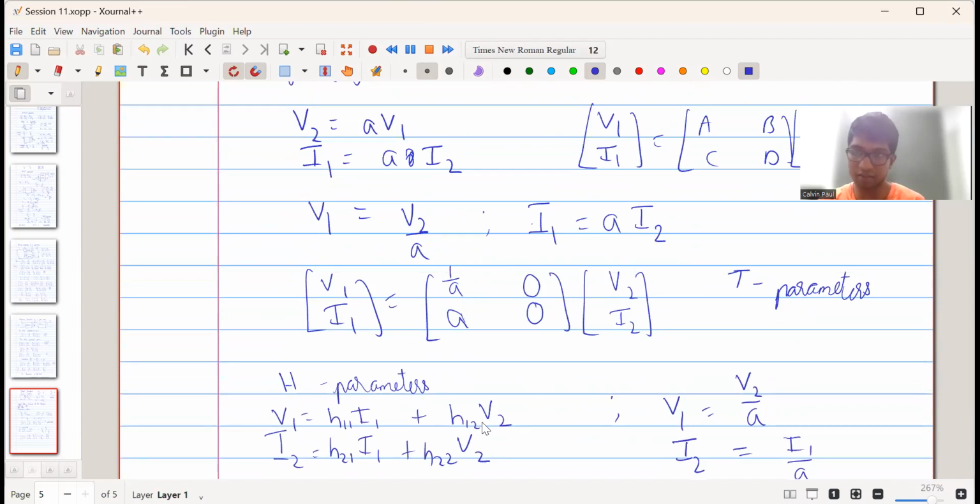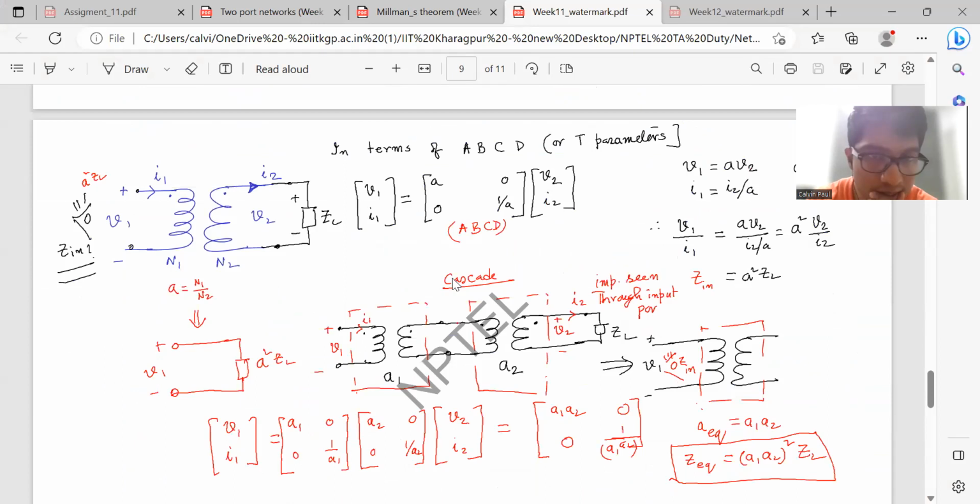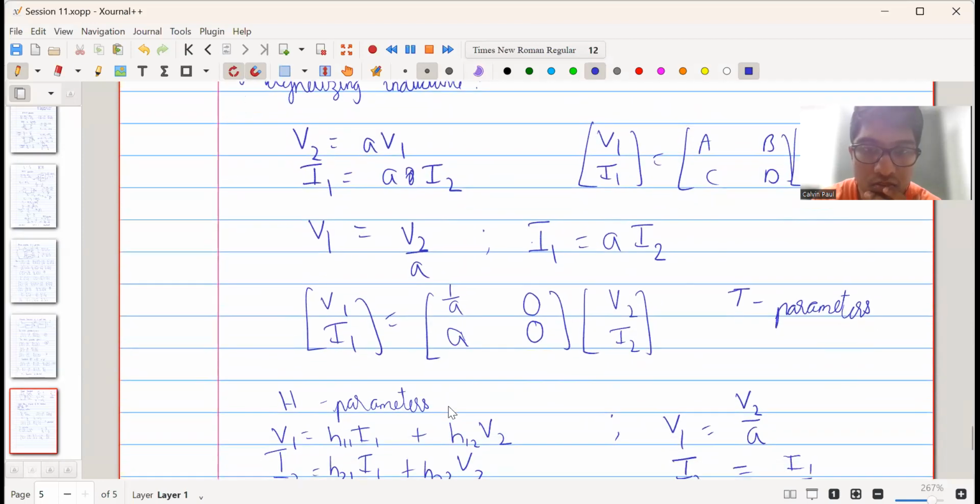Yes, we practice, but this was an ideal transformer. When it becomes an actual transformer, then there will be further changes in these things. Over here we made a mistake. It should be I1 is equal to A into I2, so this will be 0, A. So [V1, I1] is equal to [1/A, 0; 0, A] into [V2, I2]. This is for a single transformer.